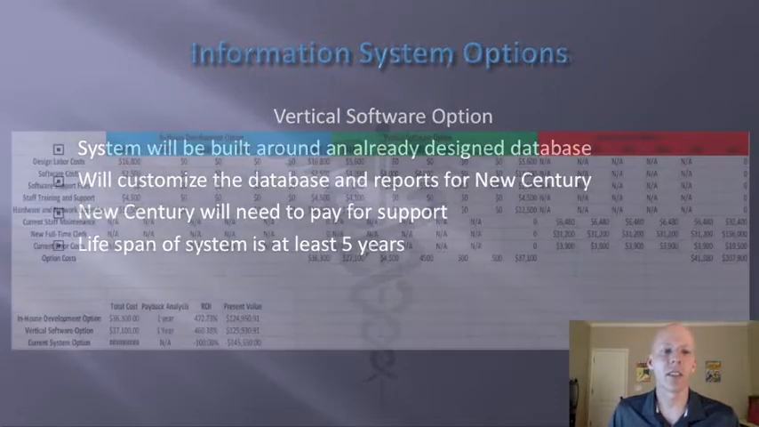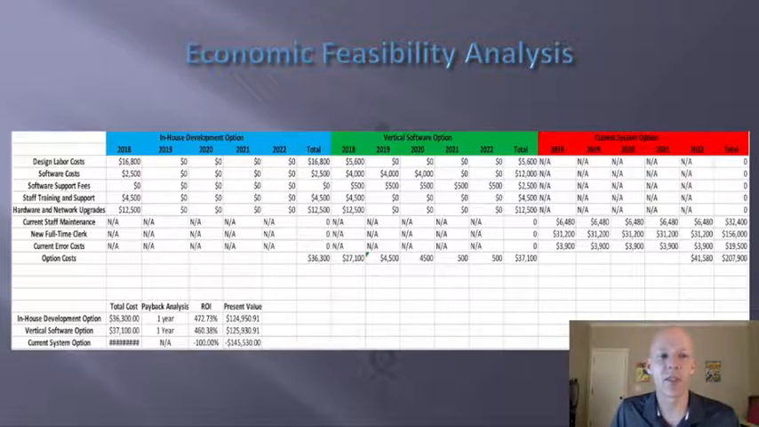Now we're going to look at our feasibility analysis. What this does is give us an overview of the different options. So for our in-house development option, the cost I have here to design it would be almost $17,000. The initial software package would be another $25,000. I've also got the costs here of the initial staff training and support that would be done after everything was finished, and also the hardware and network upgrades that would need to be done to get your system to be able to support this new software package.